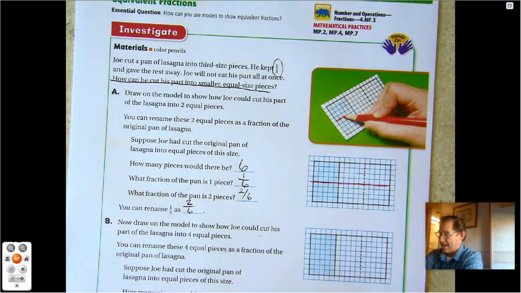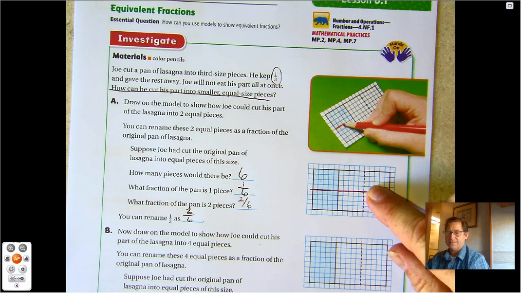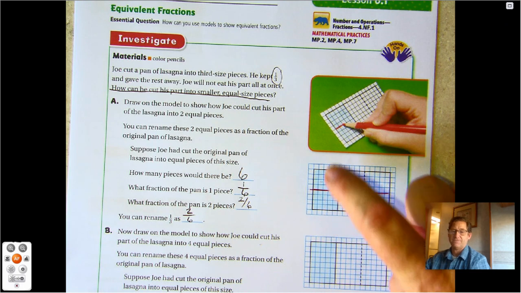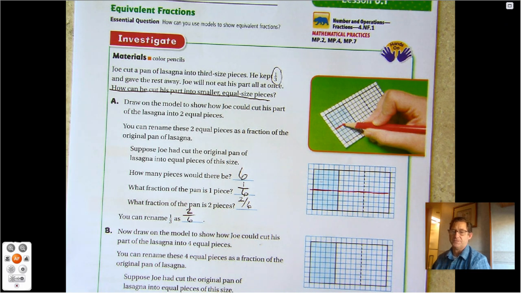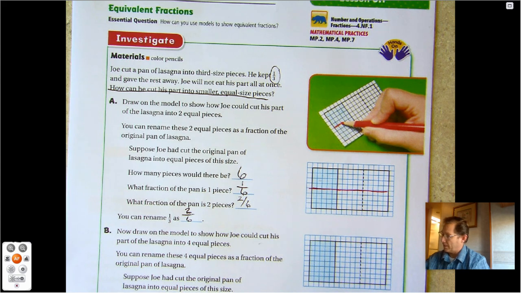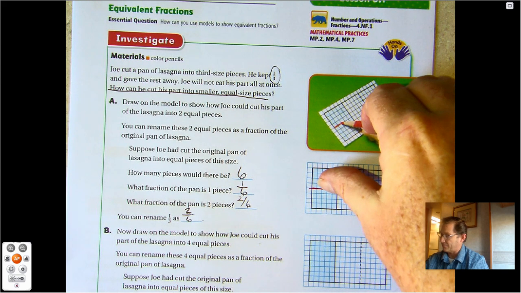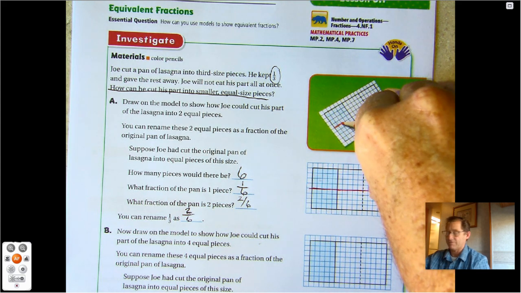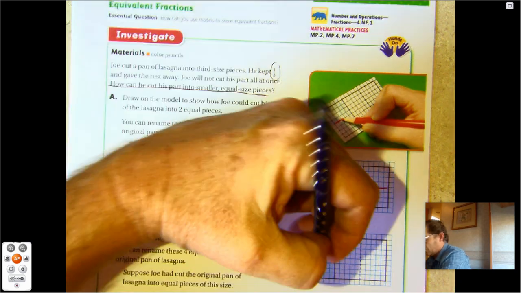Okay, so now draw on the model to show how Joe could cut his part of the lasagna into 4 equal pieces. Well, this was 2 equal pieces. Is there a way of taking this part and making it into 4 sections? Well, this one has 4 pieces here. If we went and cut it in half and did the same thing down here, that would give us 4 sections. So let's do this.